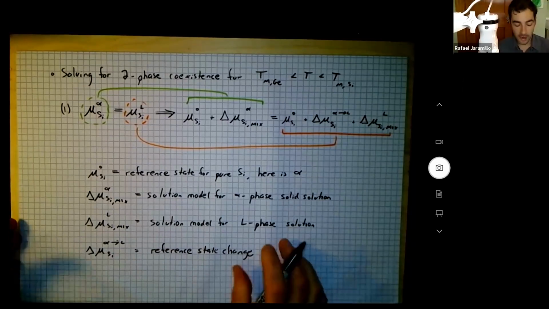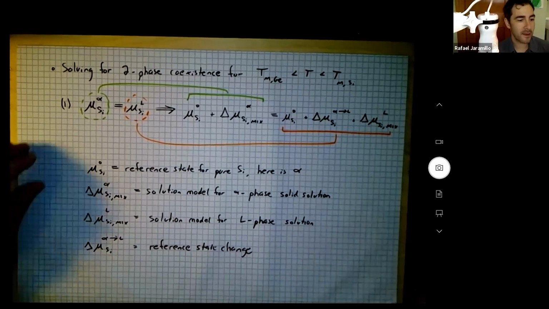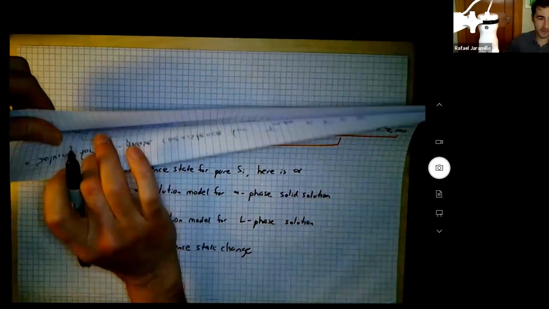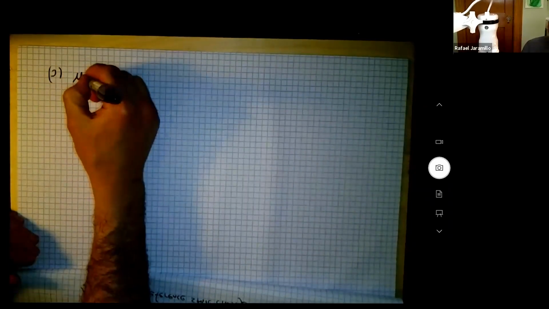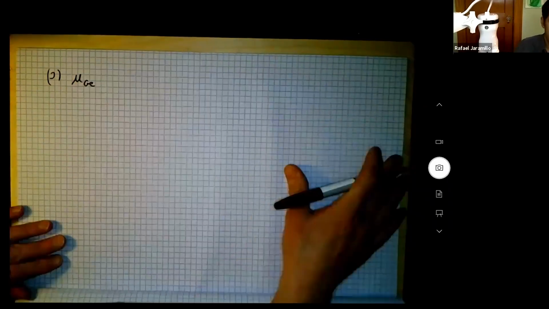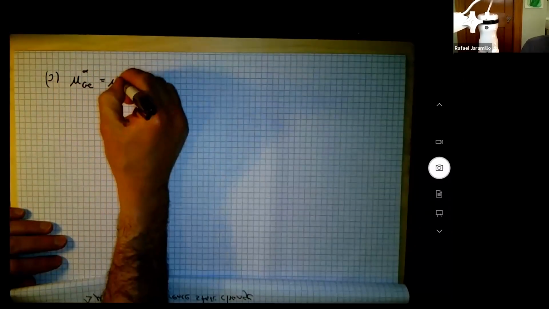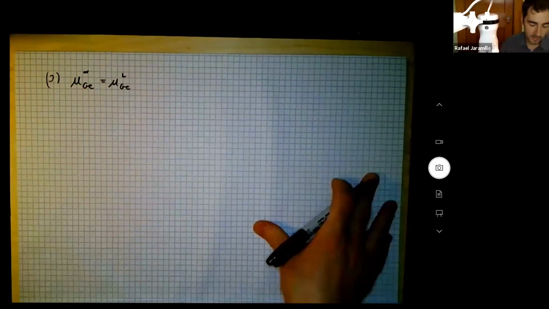So you're all going to be great accountants when you're done with this class, because that's what we're doing here, right? It's just accounting, accounting, accounting. Let's do the same thing for the germanium, right? The other equilibrium condition is that the chemical potential of germanium in the alpha phase is the chemical potential of germanium in the liquid phase. So this is the two-phase equilibrium condition that we derived very recently.